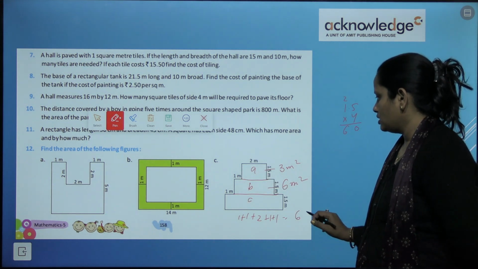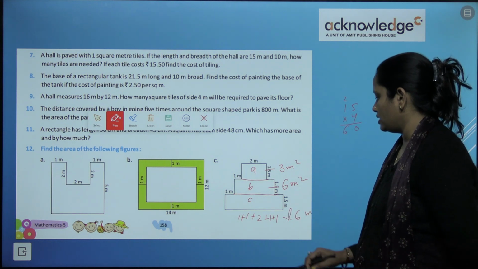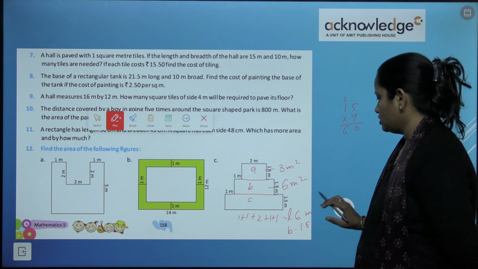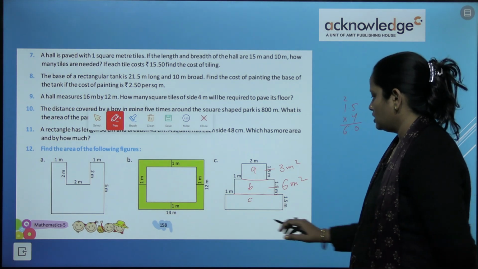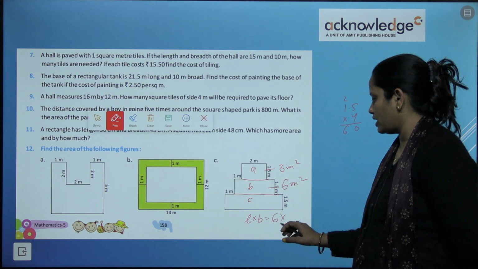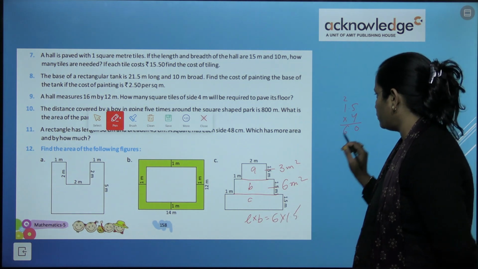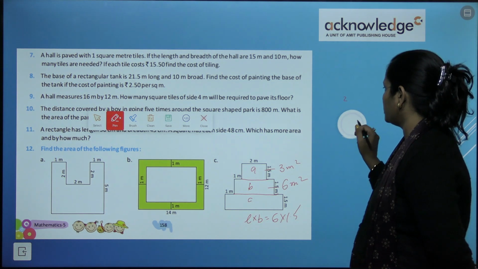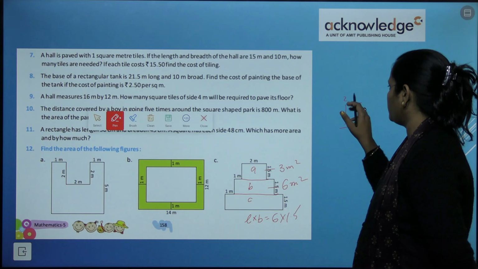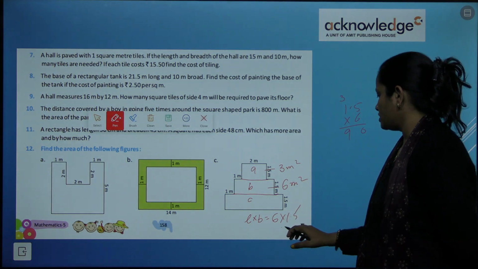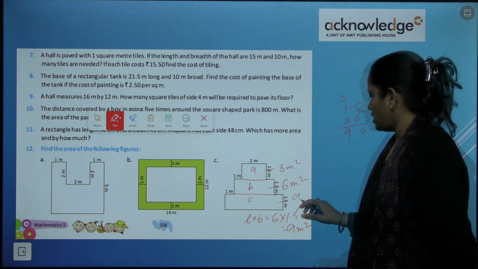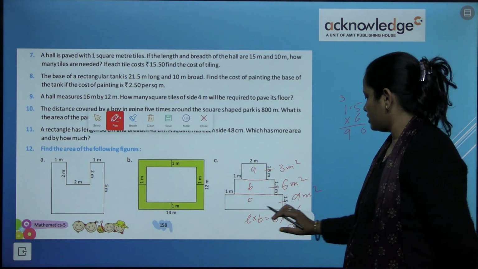6 meter is the length. Breadth is 1.5 again. So length multiply breadth is equal to 6 multiply 1.5. So let's multiply 6 by 1.5. So here it is 9 meter square. So the answer will be 9 meter square.